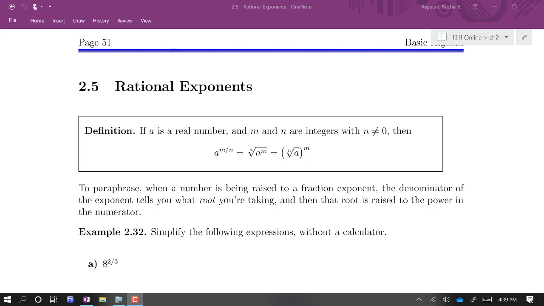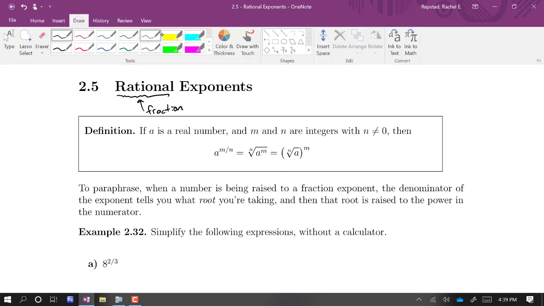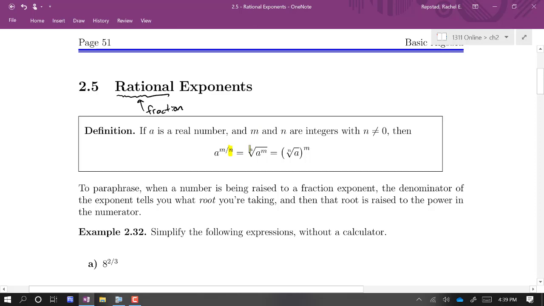All right, in this section we're going to look at rational exponents. Rational meaning the exponents are rational numbers, or fraction exponents. So we define a fraction exponent in the following way. A raised to the m over n power is the nth root of a to the m, or the nth root of a all raised to the m power. The idea here is that the denominator of the exponent corresponds to the index of the radical, and the numerator of the exponent is what power you're raising that to.